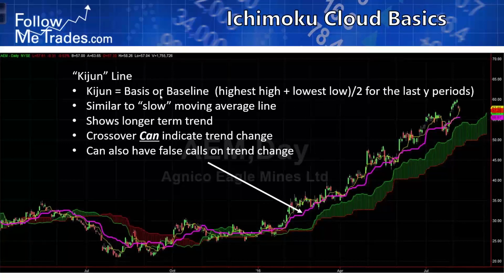The Kijun, or the baseline, I've bolded it in purple here, it's got a longer look back period than the Tenkan, okay? So you see the Tenkan's yellow, the Kijun is purple.